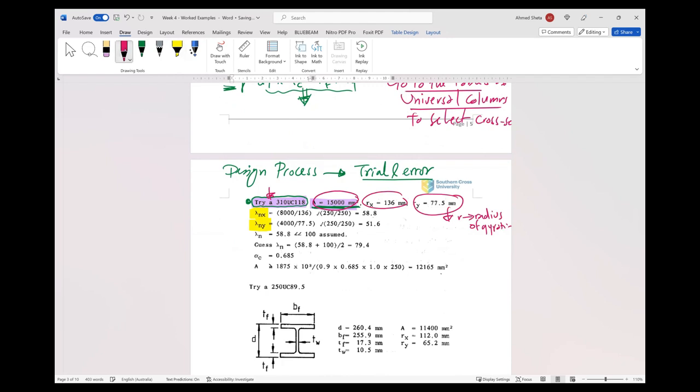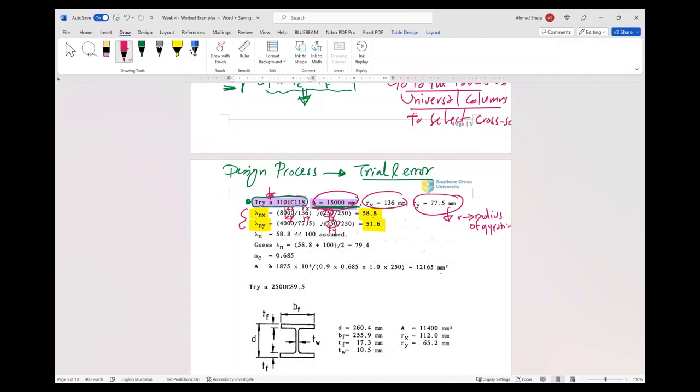Lambda nx will be L effective about X over Rx times root of F yield over 250. So F yield is the first one and 250 is part of the formula itself. And this is Ry and this is Ley. So Ley over Ry times root of F yield over 250. So we will find that lambda nx is 58.8 and lambda ny is 51.6.